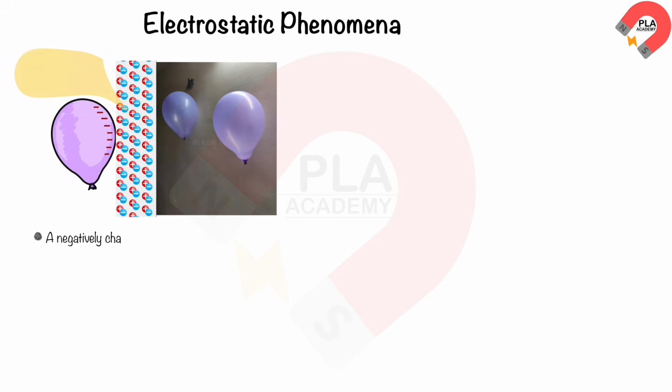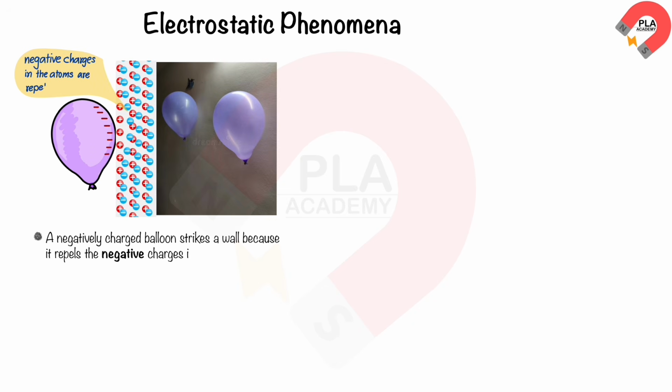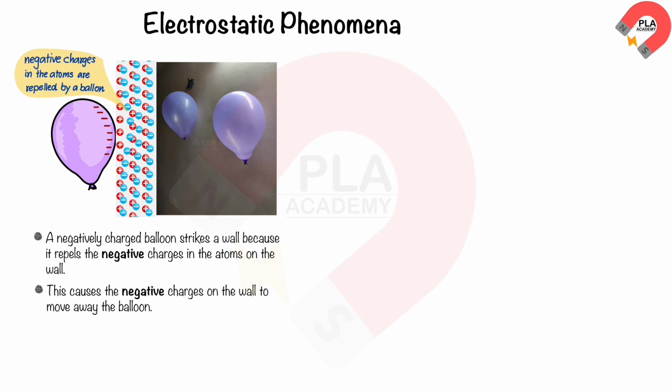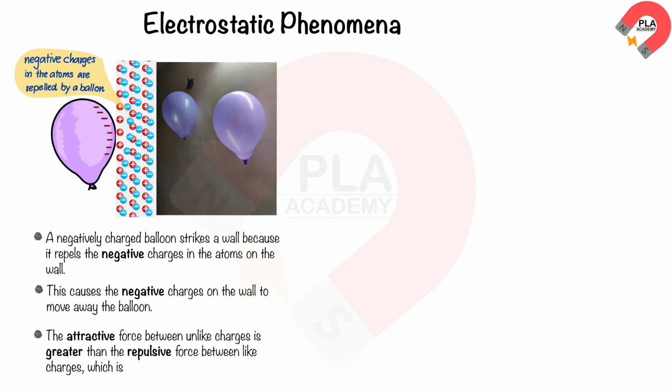A negatively charged balloon strikes a wall, because it repels the negative charges in the atoms on the wall. This causes the negative charges on the wall to move away from the balloon. The attractive force between unlike charges is greater than the repulsive force between like charges, which is why the balloon sticks to the wall.